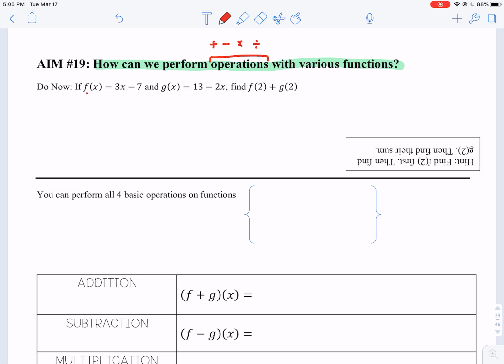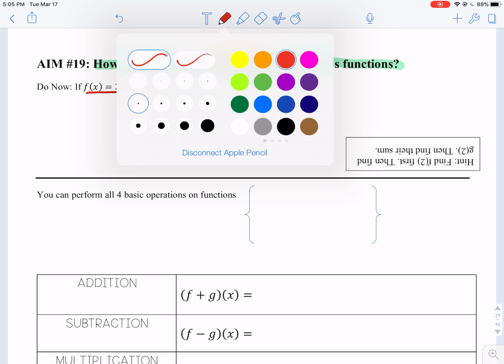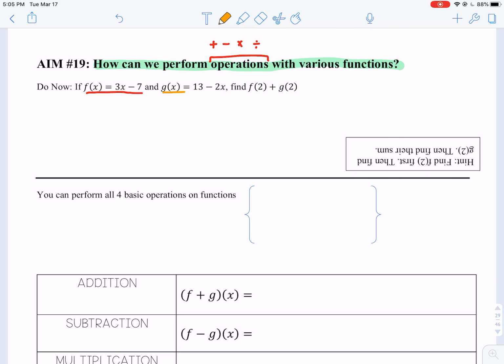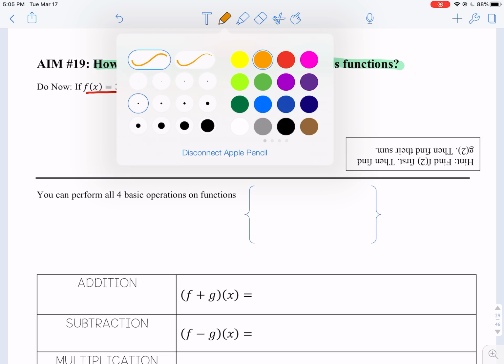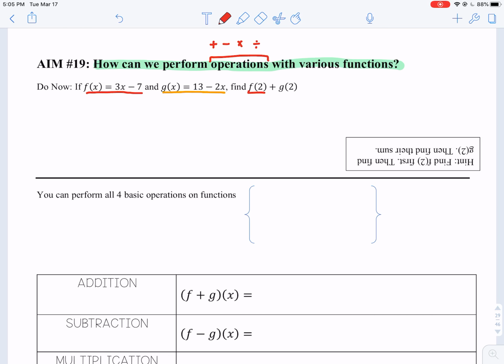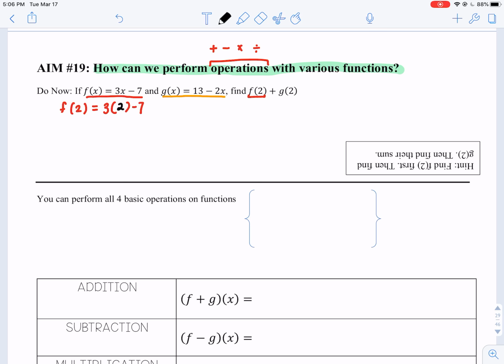If f of x is equal to 3x minus 7, and g of x is equal to 13 minus 2x, find f of 2 plus g of 2. If you need to pause the video right now and try to do it by yourself, please go ahead. Alrighty, so we're good to go. We're going to look for first f of 2. What I'm doing is taking the function and replacing that x with my input, and my input in this case is 2.